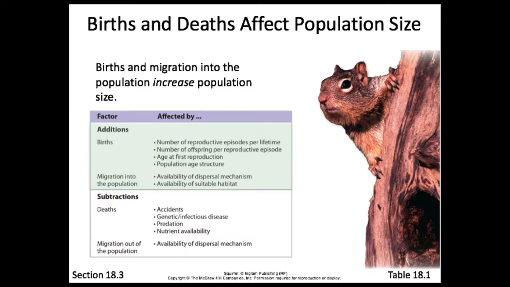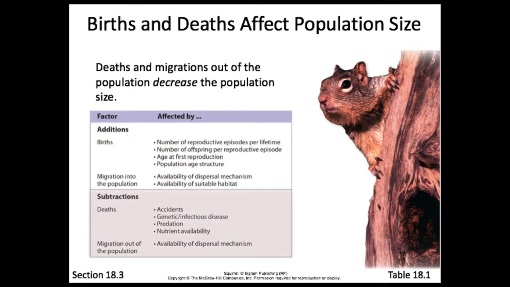Let's start with birth. Both birth and migration into a population increase our population's size. These additions are important to understand when we're studying these populations. Further, we can calculate birth rate, which is the number of individuals produced per unit of time.